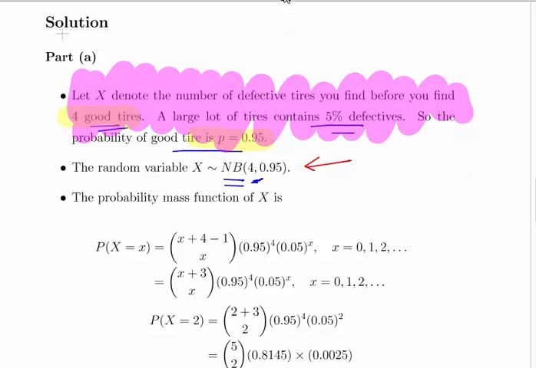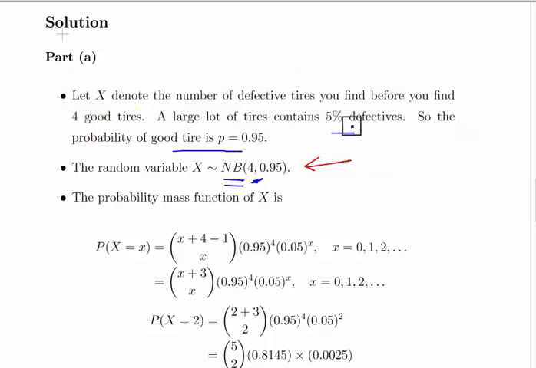But when you go into other things like the geometric and the negative binomial, where you have to be very precise about what you're asking, you have to spell it out exactly. Okay, so that's an important thing to remember.